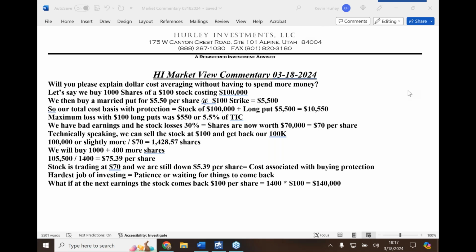So here's a couple more questions that came in. If a put costs $550, how much does it increase in value as the stock decreases? So the short answer is you're now talking about intrinsic and extrinsic value. So intrinsic. Boy, I really wish I could just get rid of all these.